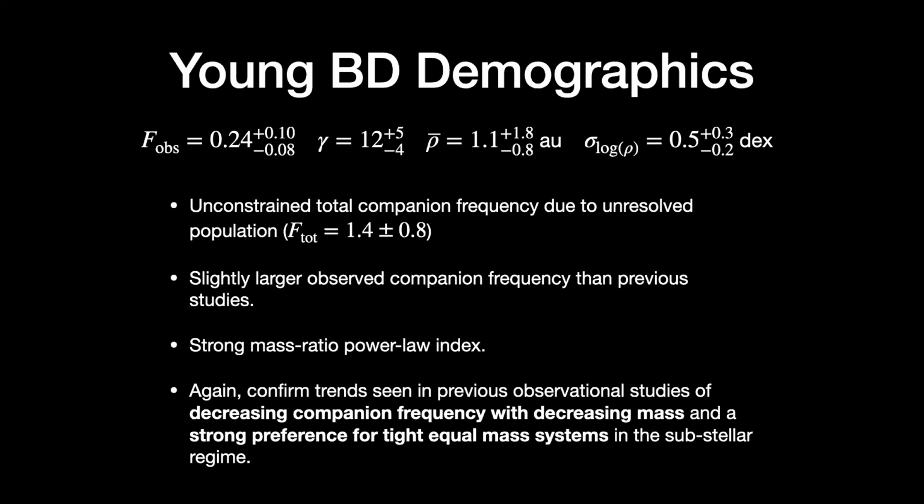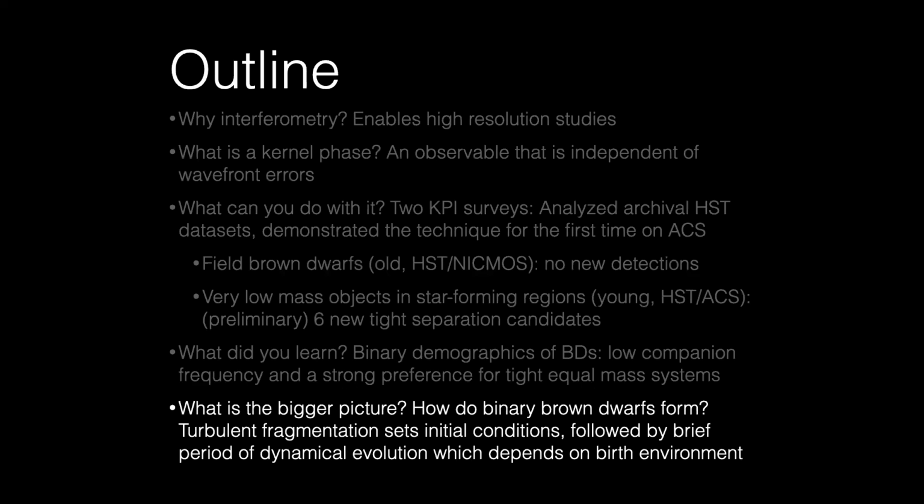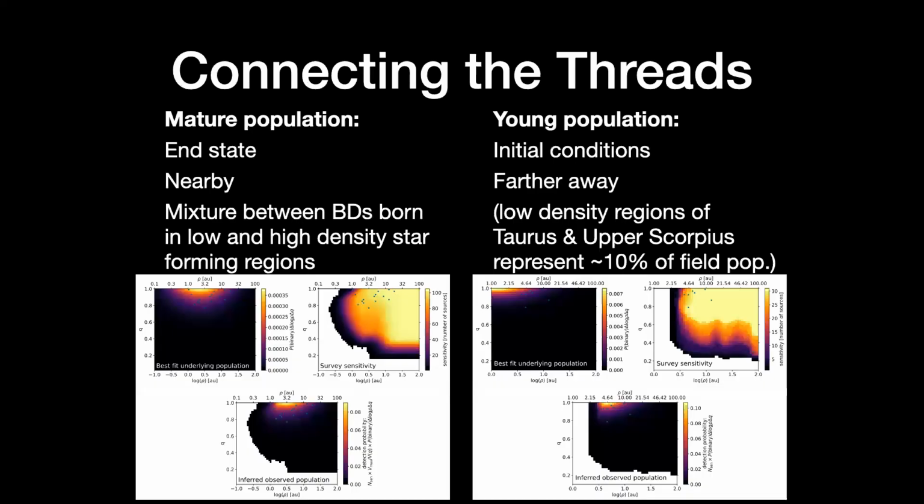So, what can we actually learn from these two populations? Remember, we're trying to figure out how these things form. Simulations just aren't quite there yet to give us a definitive answer. So, these two surveys that I've done, the mature population, we can think of as the end state. How do things end up? The young population is the initial conditions.